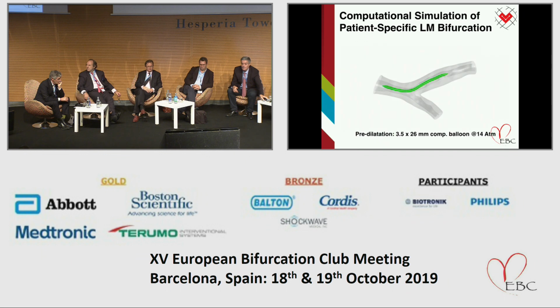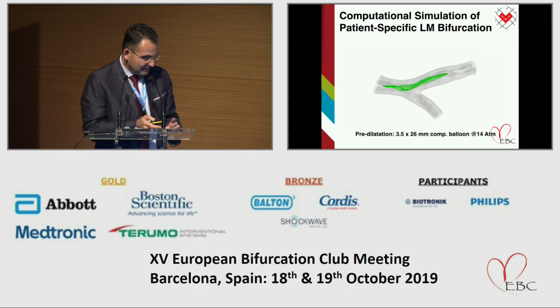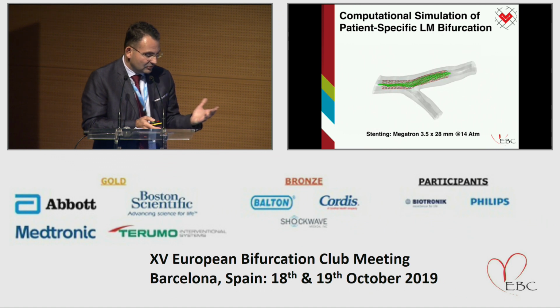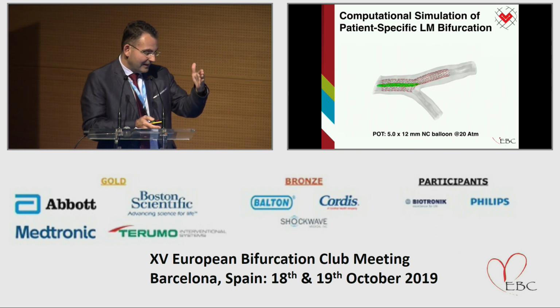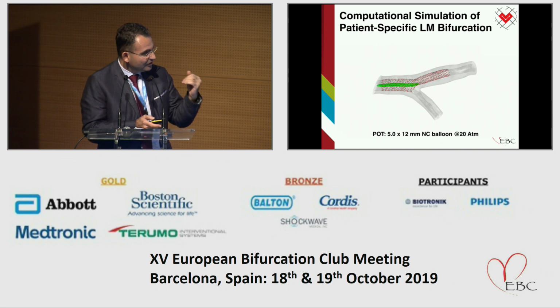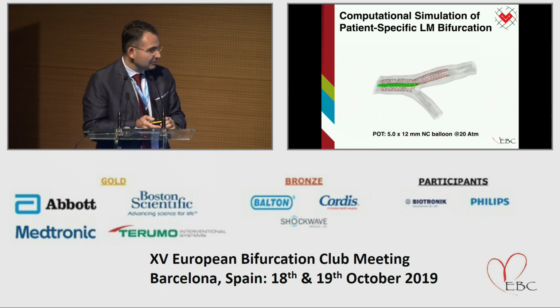Thank you, Goran. So this is the pre-dilatation with a 3.5 by 26 compliant balloon at 14 atmospheres. So conventional pre-dilatation. This is the stent, 3.5 by 28 at 14, conventional expansion, well opposed in the distal LAD. There's still room to overexpand in the left main, and that's the post. We know that the transition point should be at the carina, a short NC balloon with very generous inflation at 5.0, 20 atmospheres. And the side branch is scaffolded very well here.